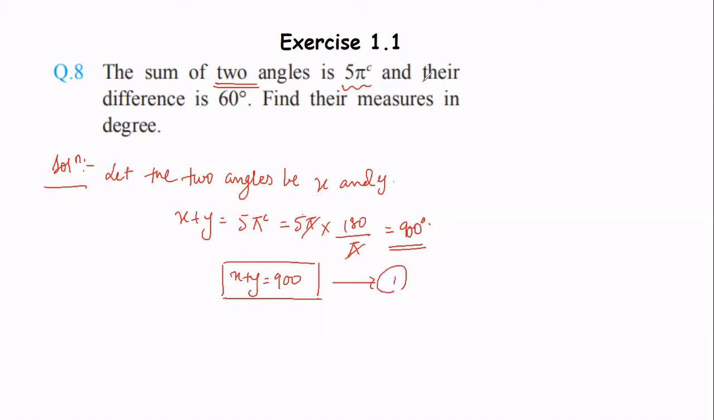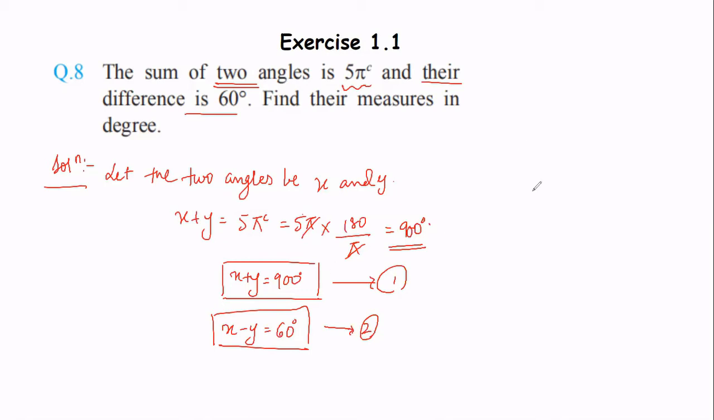And their difference is 60 degrees. Find their measures in degrees. They have said that the difference between the two angles is 60 degrees, and we need to calculate these x and y separately. What is x and what is y, we need to find out. We need to calculate the two angles in terms of degrees, and that's the reason why we converted 5 pi radian to degrees in the beginning itself.